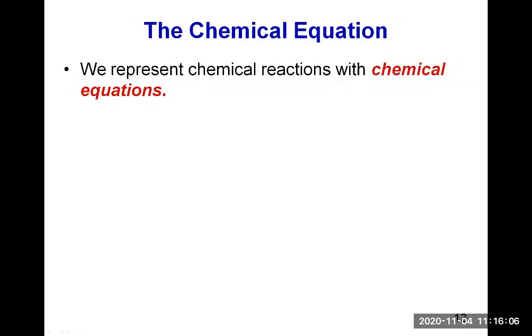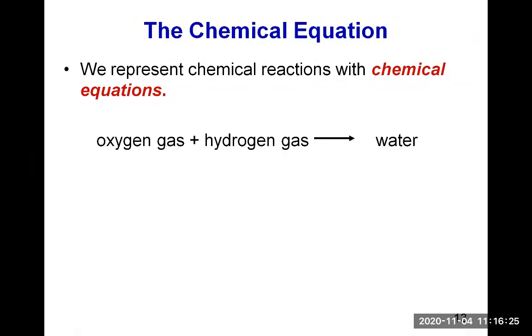So this is the second video of chapter 6, and that's going to introduce the chemical equation. So we've seen examples of chemical reactions, and the way we represent them is by using chemical equations. For example, the reaction that was able to send the shuttle into space can be written like this. Oxygen gas plus hydrogen gas react together to form water. So we use an arrow to show the change, the chemical change or the chemical reaction.